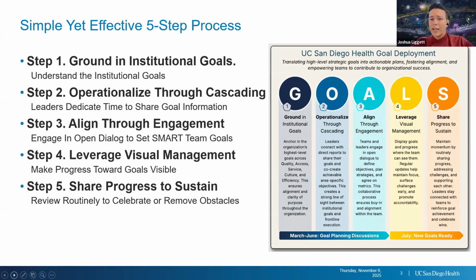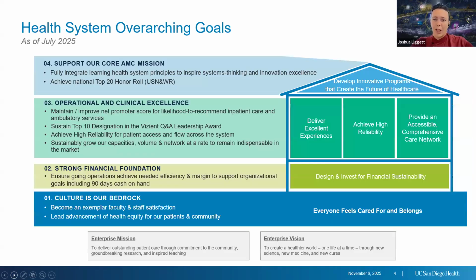On the right-hand side, you can see this timeline of sorts. The first three elements should, in a perfect world, occur between March and June as we're having these initial discussions. Then, July and onward, we're implementing the goals and deciding how they are best visualized, either on our DES boards or whichever platform teams are using.